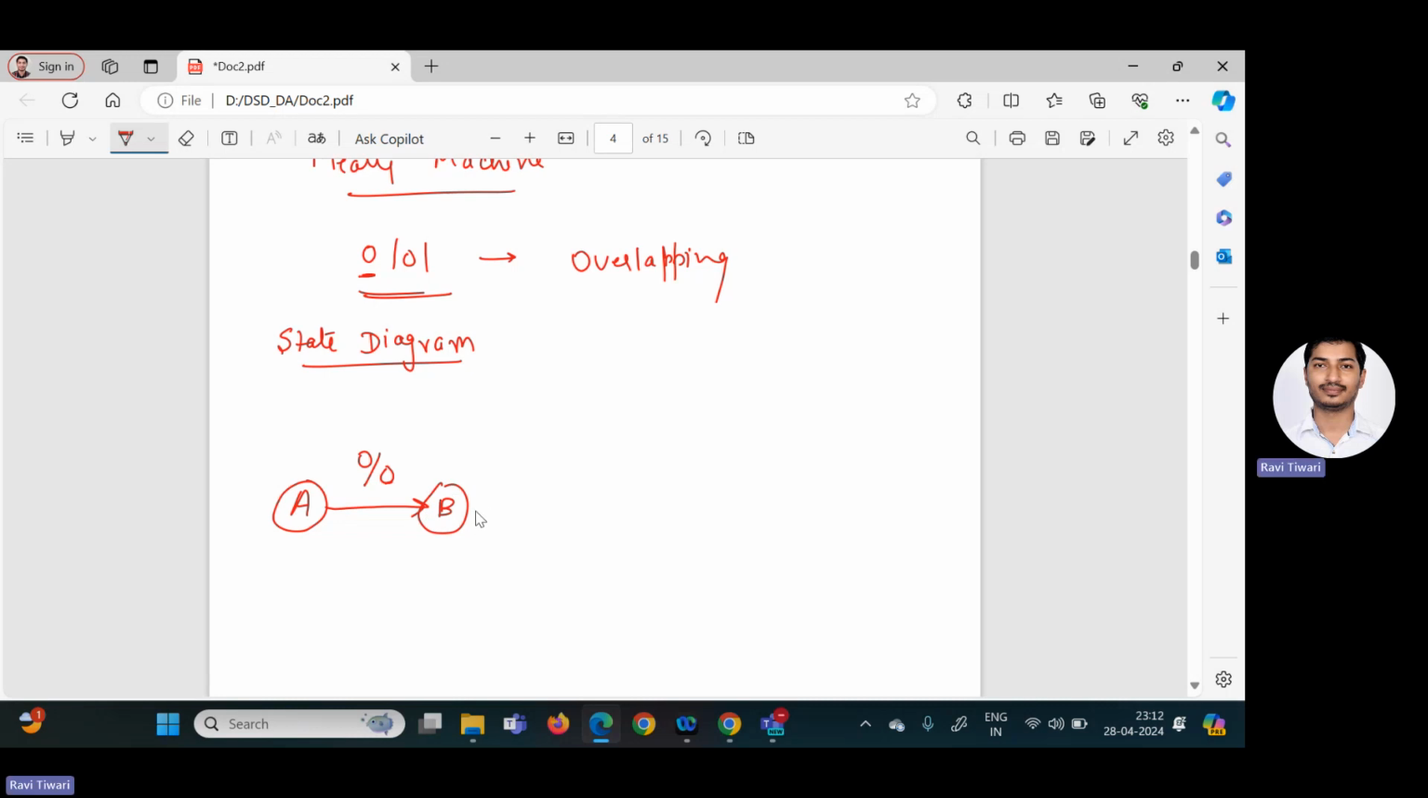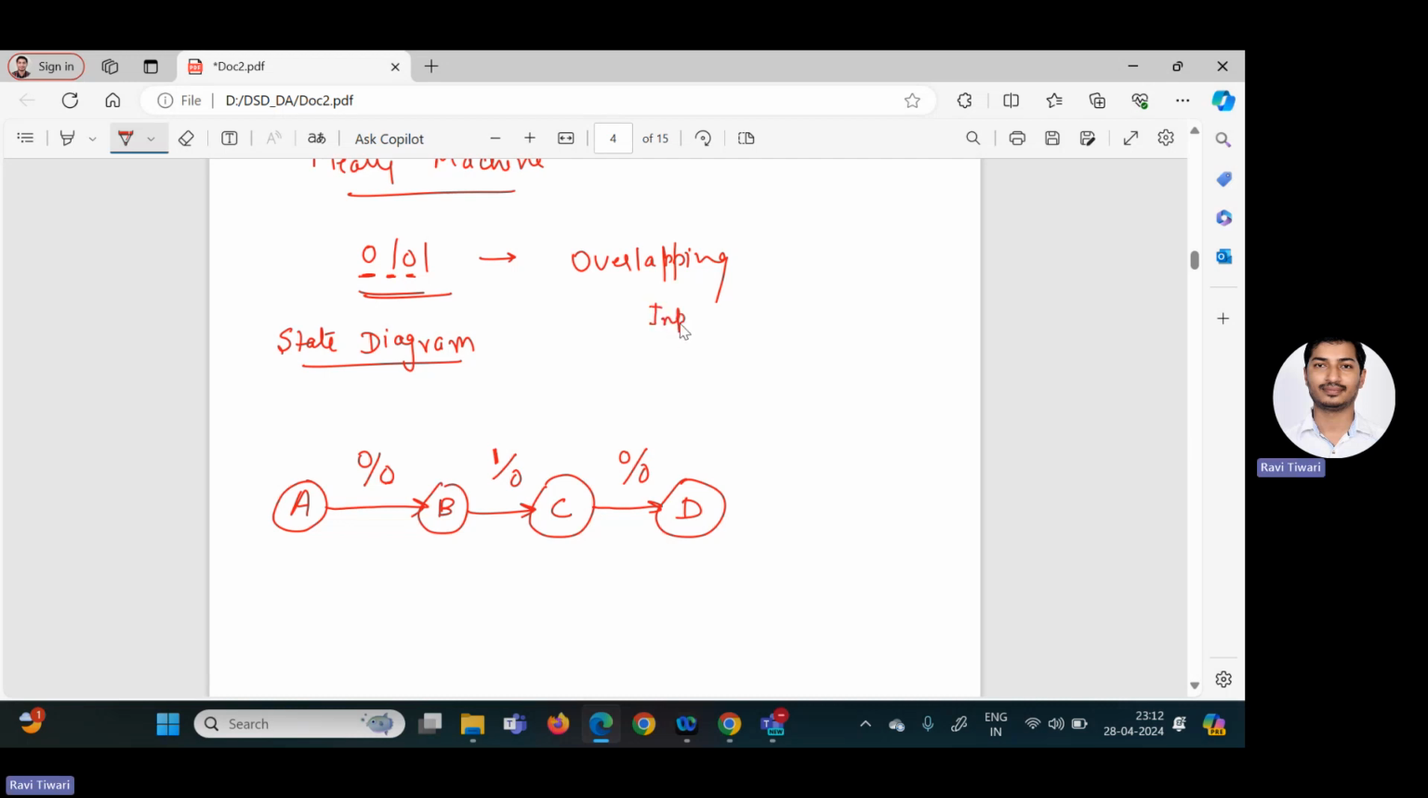After B, if I receive 1, that is my second bit correct, then I will move to another state C, and output is 0. After C, if I receive the third bit correct, that is 0, I will move to the D state. After this, we have to check whether it's overlapping or non-overlapping. As this question is based on overlapping, we have to check how many bits can be in overlap.